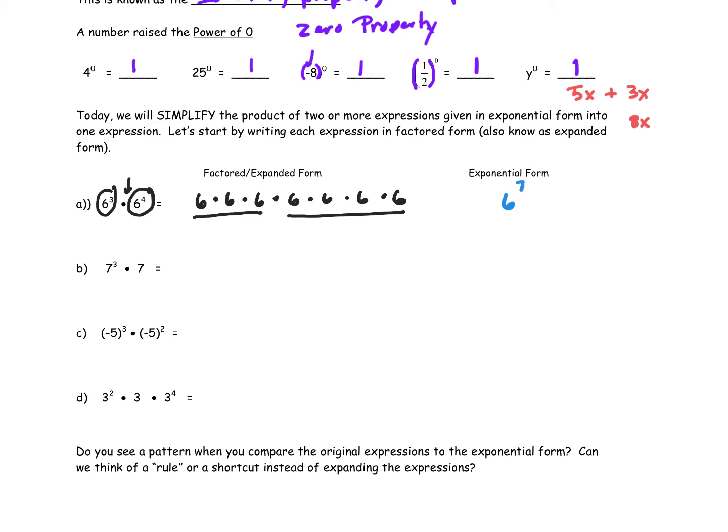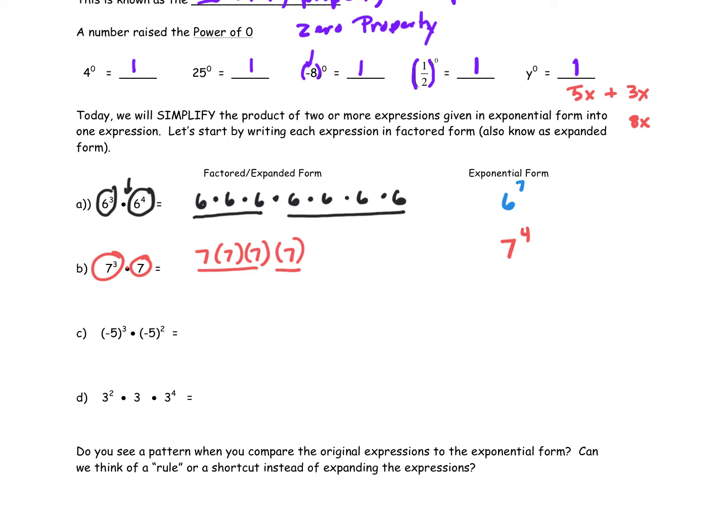So now let's try the next one. We see 7 to the third power, so that would be 7 times 7 times 7. We see this times dot, and then we see times another 7. So here's the first expression, second expression, and we can write this as 7 to the fourth power.